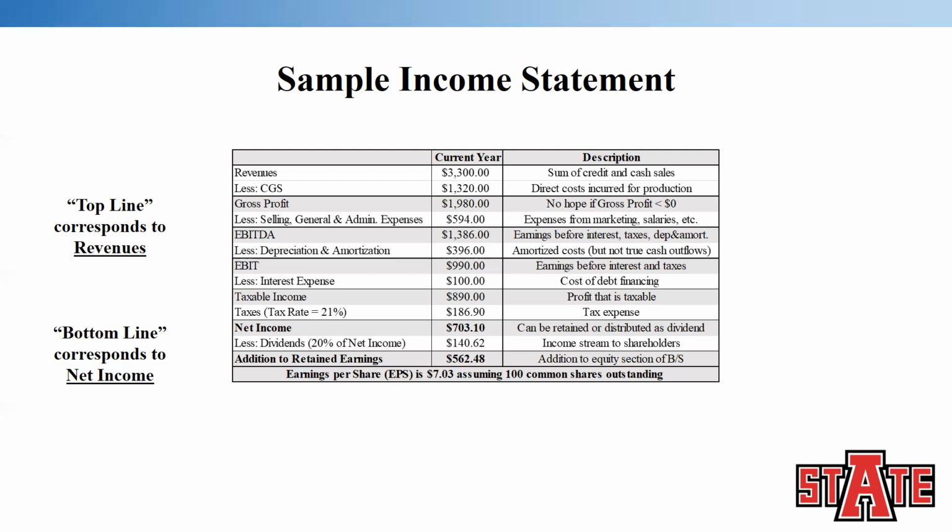Next up, we subtract out depreciation and amortization. What are these? These are amortized costs. And what I mean by amortized costs is when we buy fixed assets like property, plant, and equipment, we'll assume we're going to pay for them at time zero. So when we get them, we pay cash for them.